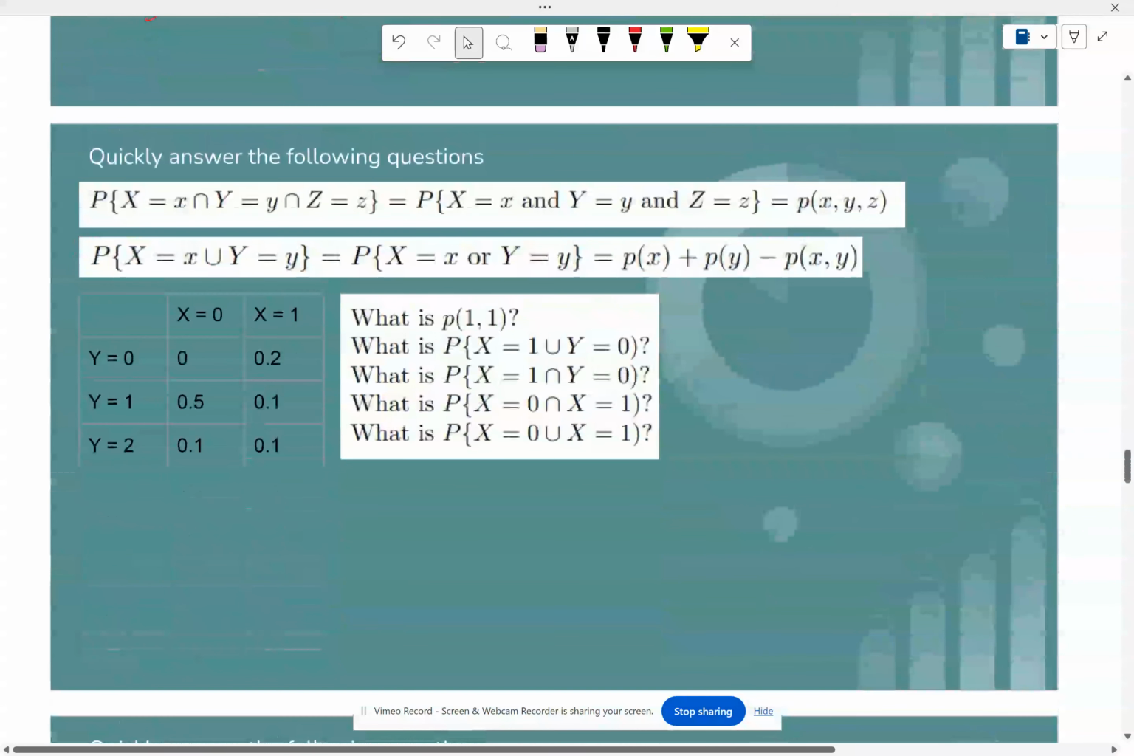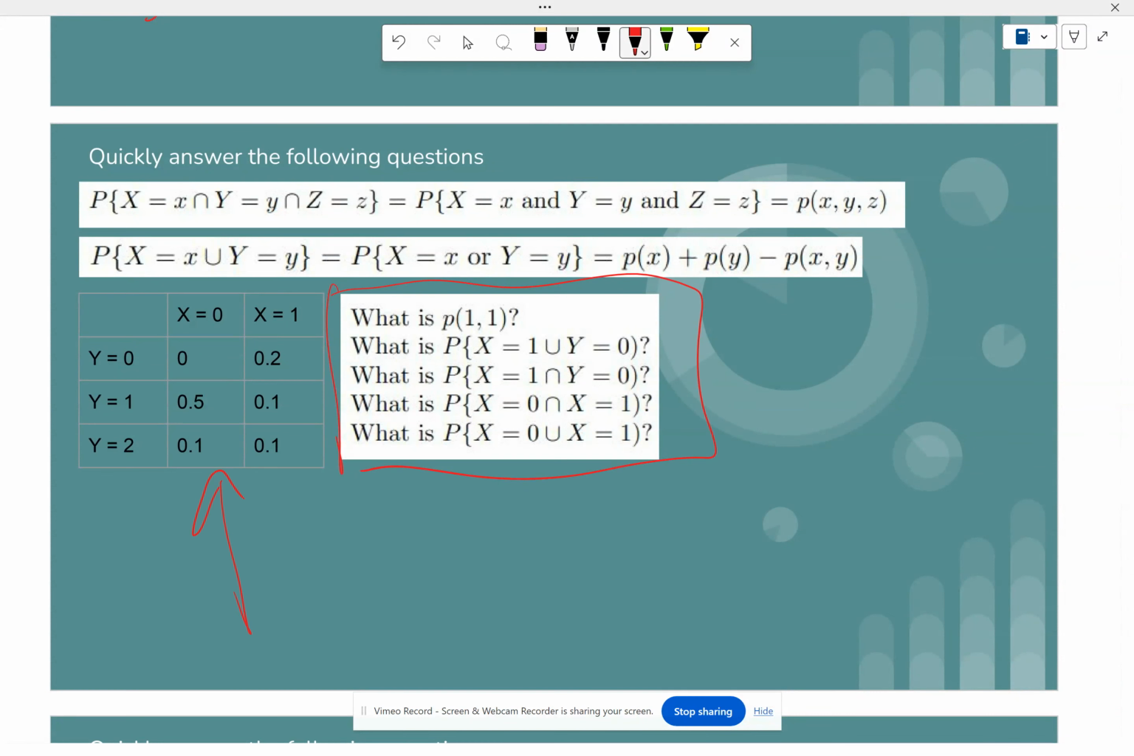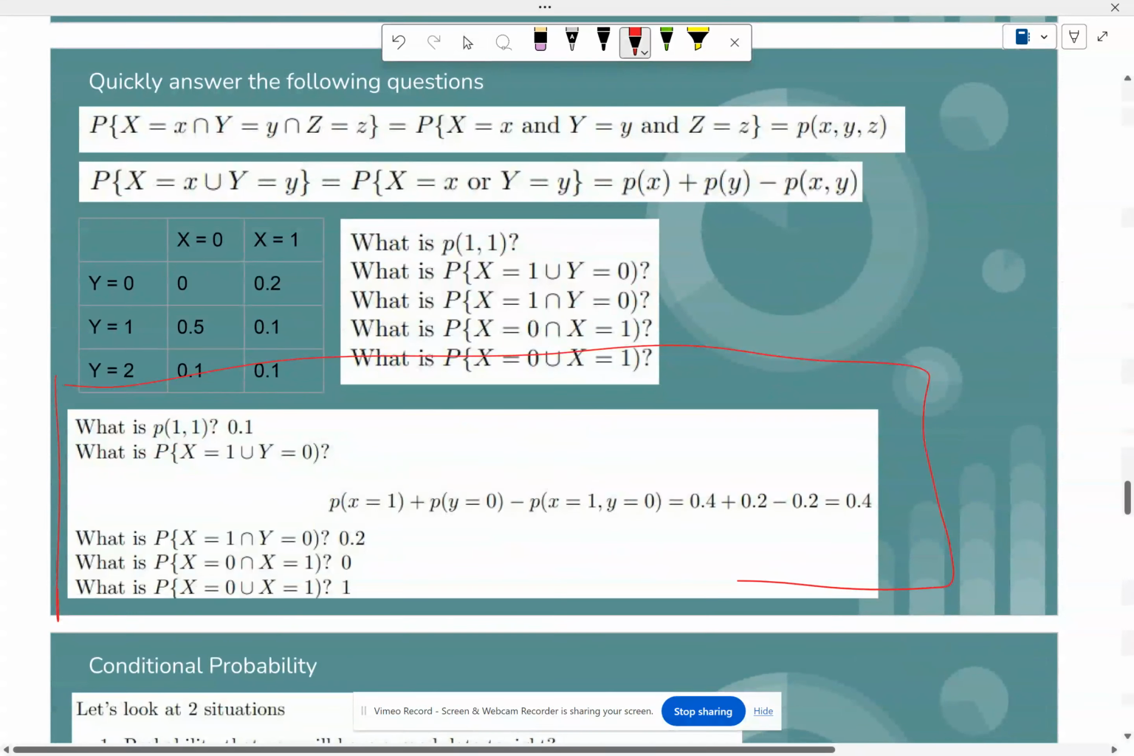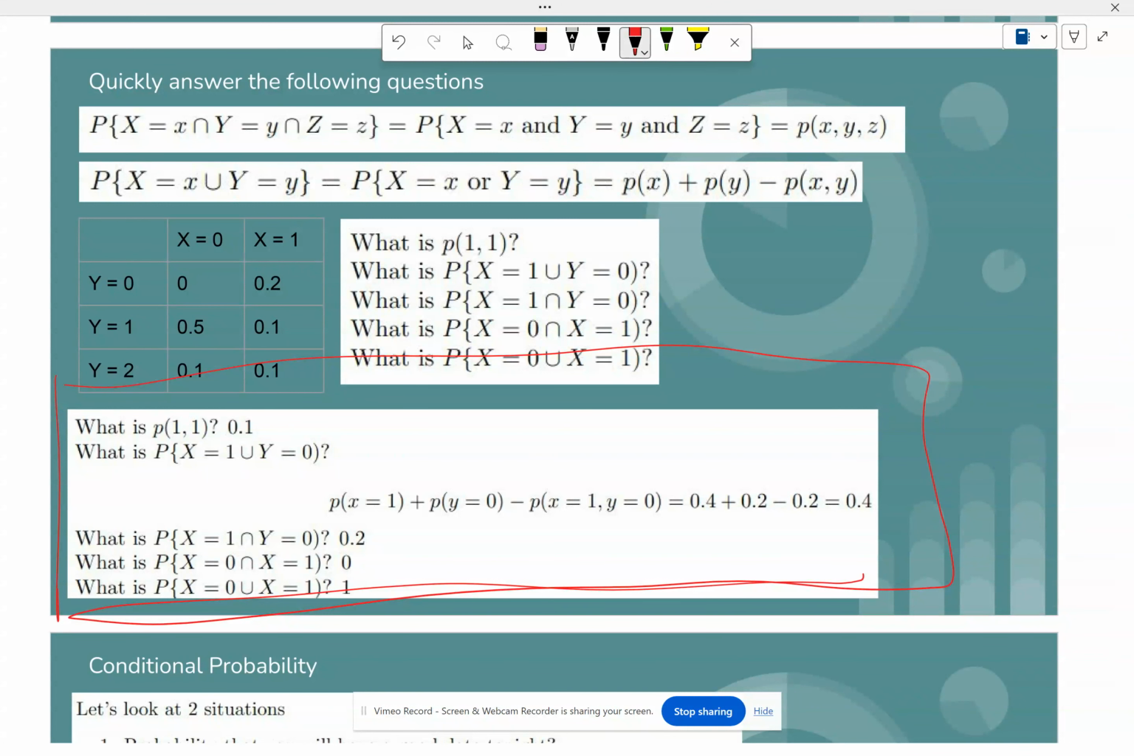Now I want you to quickly go over and try to calculate this yourself based on this table. What is the OR logic? Remember, the OR logic is p of x plus p of y minus p of x and y. That's the OR logic, and this is the AND logic. So pause the video, give it a try, and then we'll move on. Hopefully you should be able to get the answer. If you can't, make sure you go back and review it.